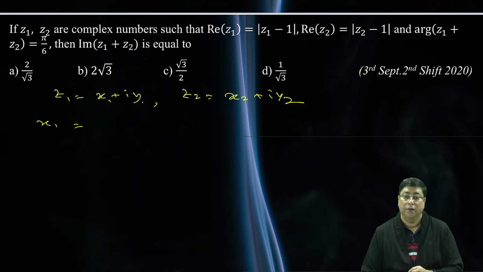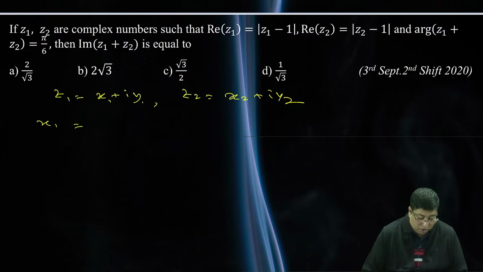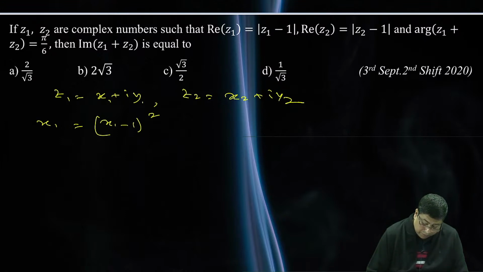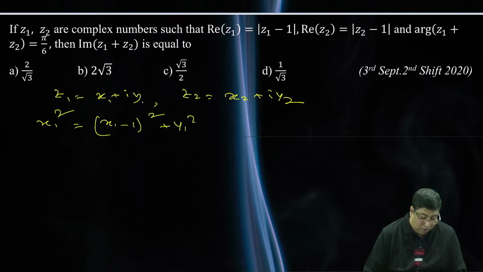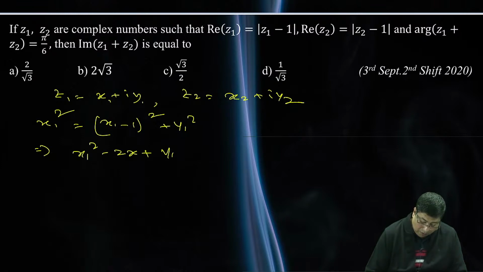Similarly for the second portion, real z2. So we are writing root over (x1 minus 1) whole square plus y1 square, and I am writing the left side as x1 square after squaring. If we open this, x1 square minus 2x1 plus 1 plus y1 square equal to x1 square. So we can write this as 2x1 equal to y1 square plus 1.